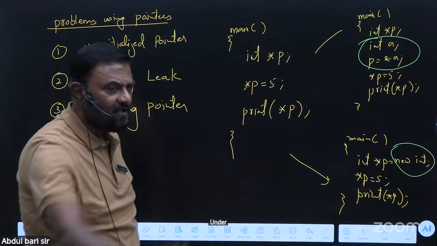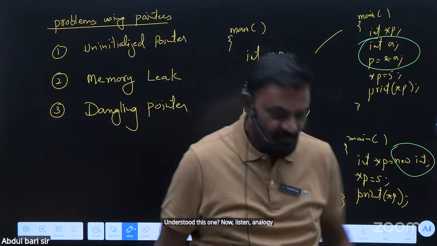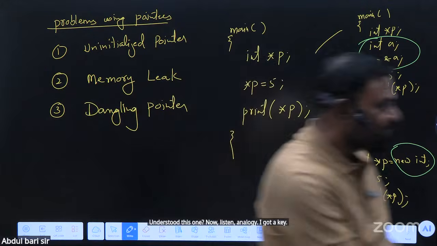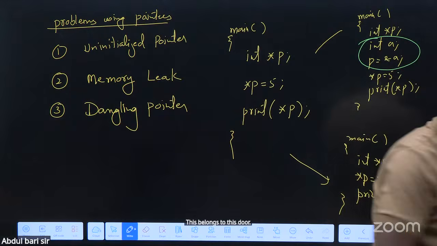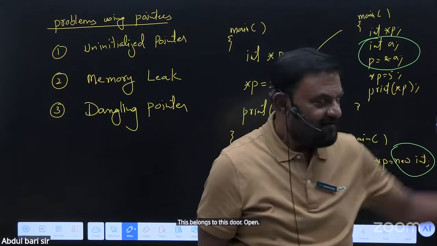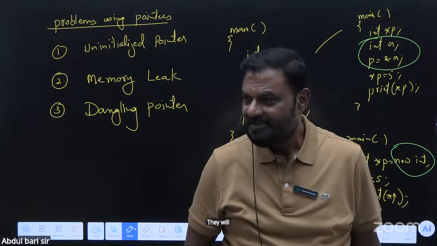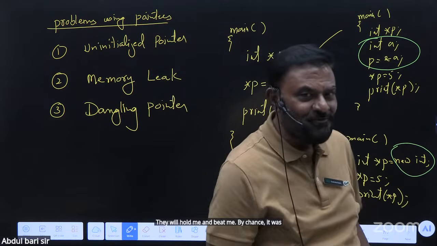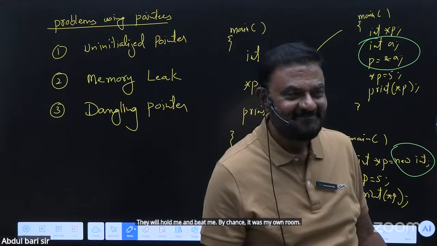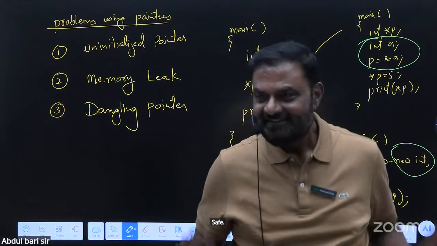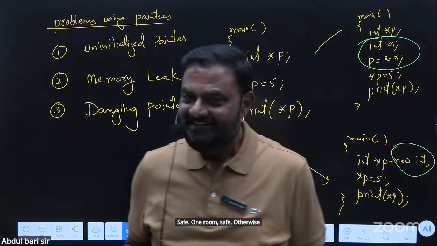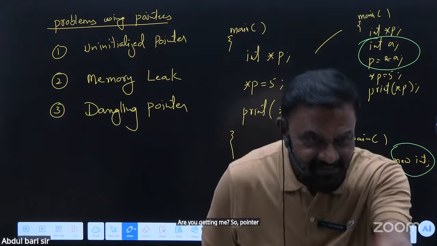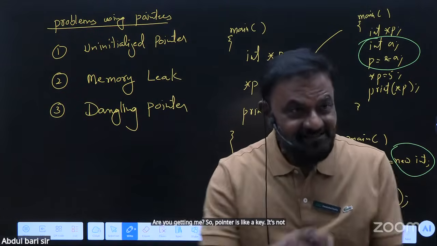Understood this one? Now, listen, analogy. I got a key. This belongs to this door. Open. They will hold me and beat me. By chance, it was my own room. Safe. Own room, safe. Otherwise, I'll get kicks. Are you getting me? So a pointer is like a key. It's not actual data. It's a key to the data.